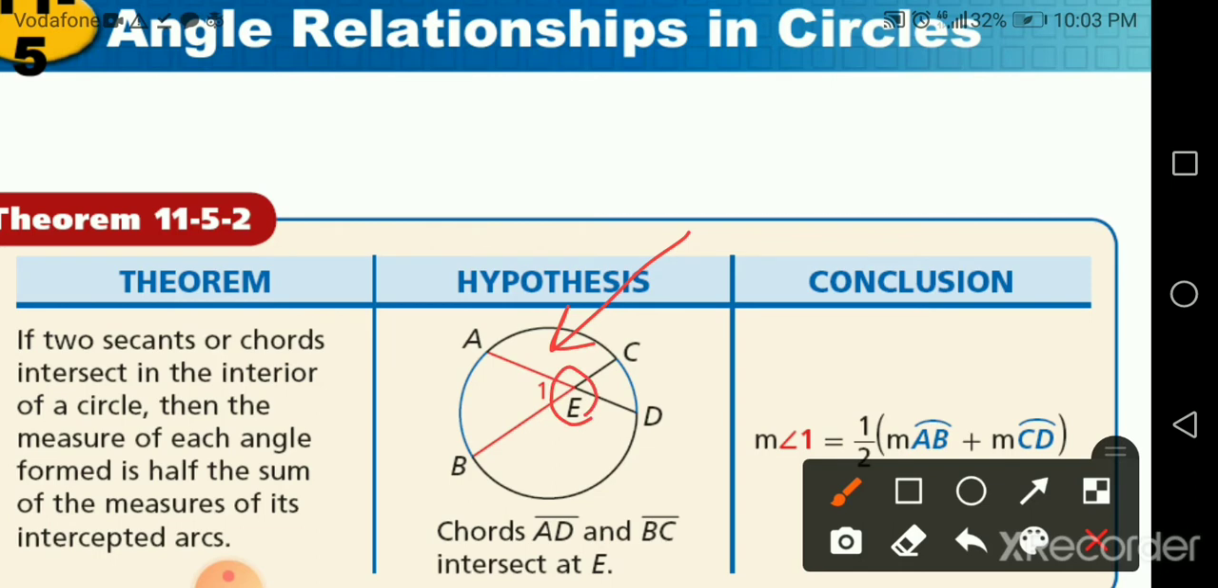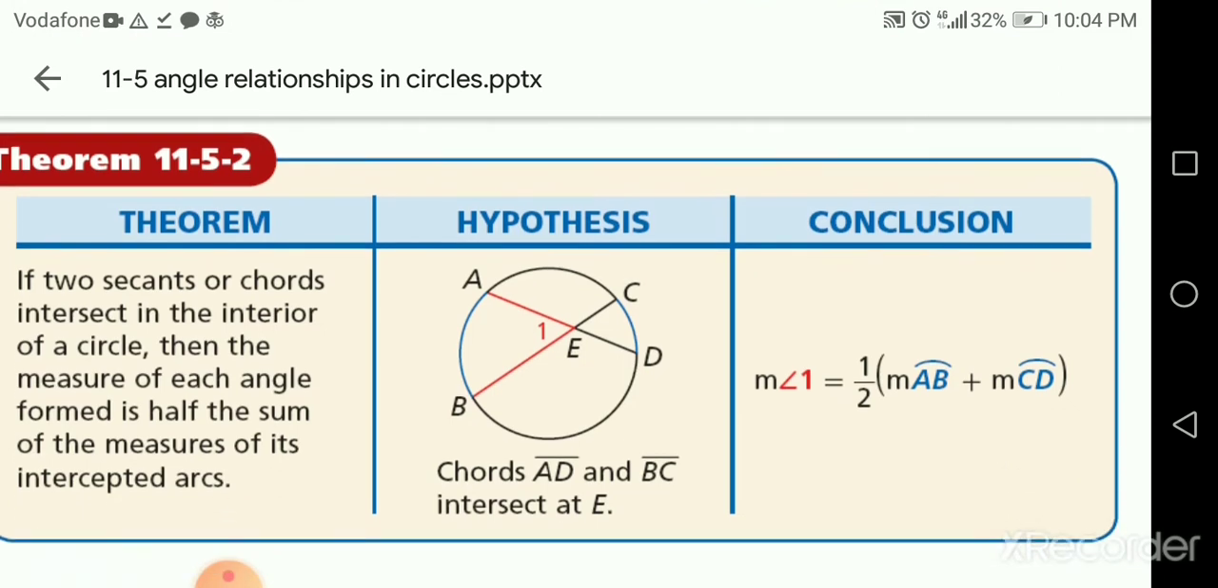So the angle formed here, as you see, angle 1, is equal to what? Equal to half of the measure of arc AB plus arc CD. So this angle 1 here is half of arc AB plus arc CD.